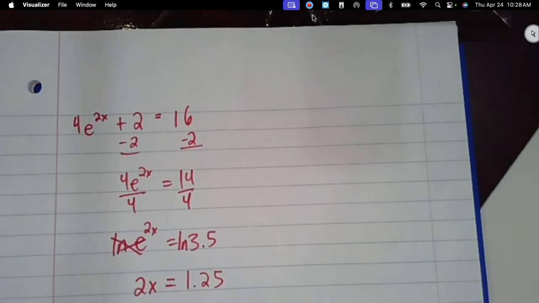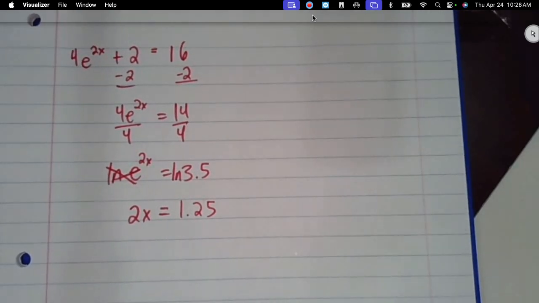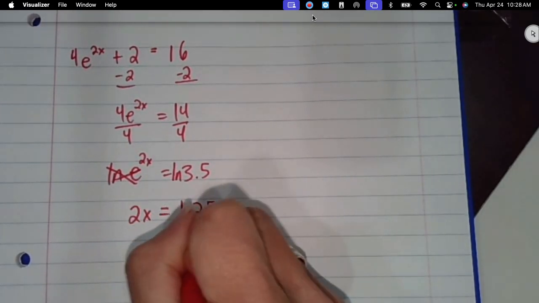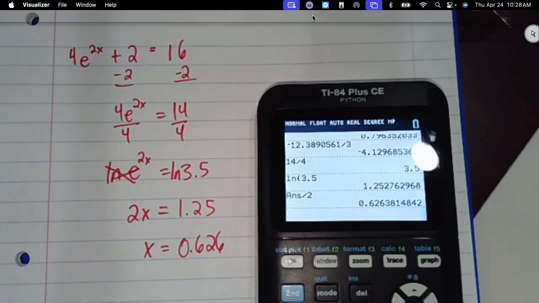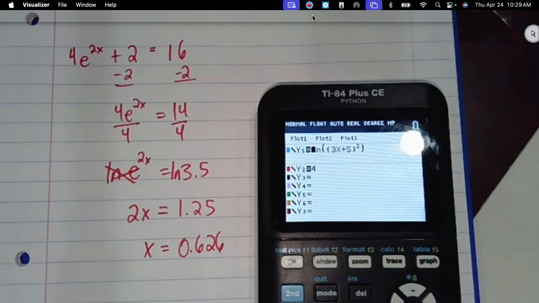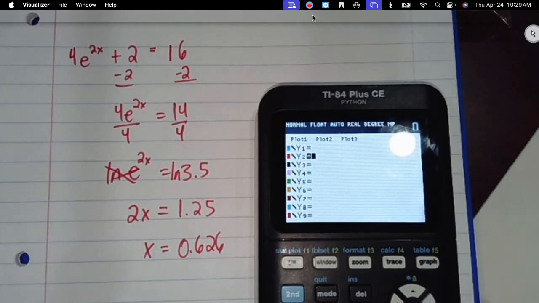1.25. Then what do you do? Now you gotta divide by 2, so we get 0.626. Okay, that wasn't that hard. It's much easier on the calculator if you wanted to graph it. It ain't that hard to do this way.